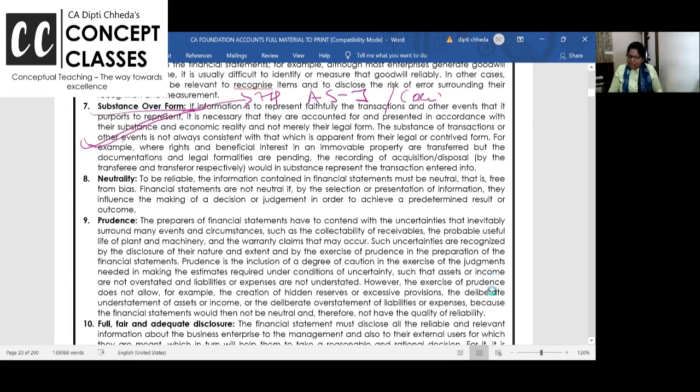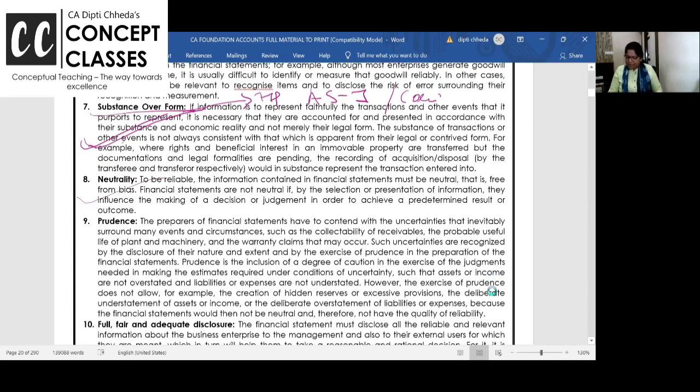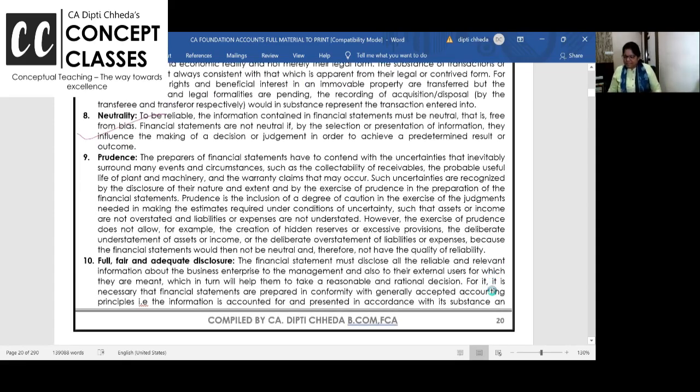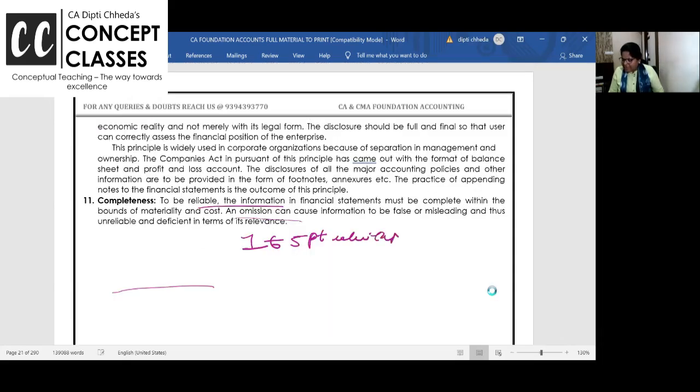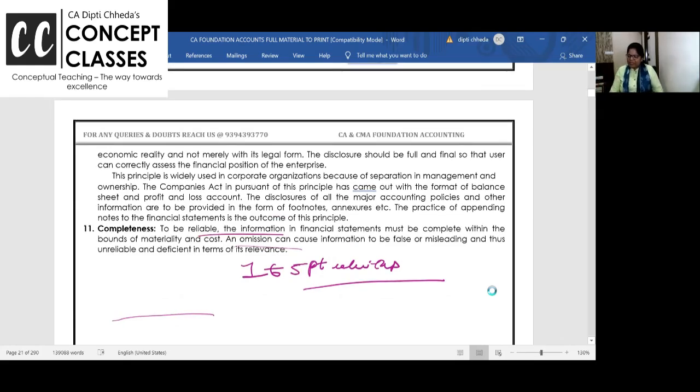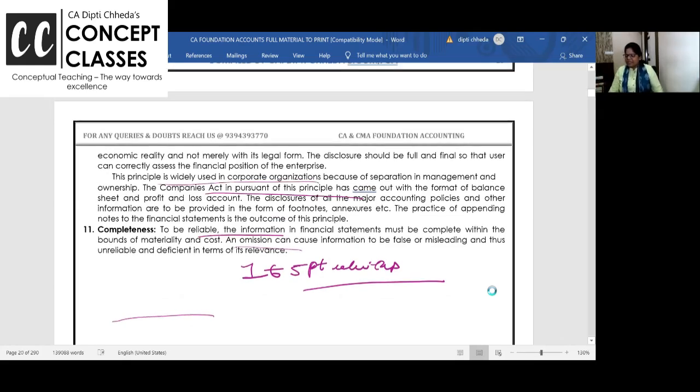Neutrality. It should be free from all the bias. Same point is repeated. Prudence. Full, fair, and adequate disclosure, and completeness. Yes, it has to be for 12 months. Can you write, please, 1 to 5 points relevant for exam? Then you can say, ma'am, why am I giving you more points? They are very nice points. You read the language, you will understand it.